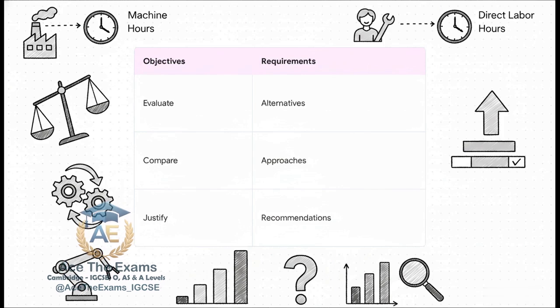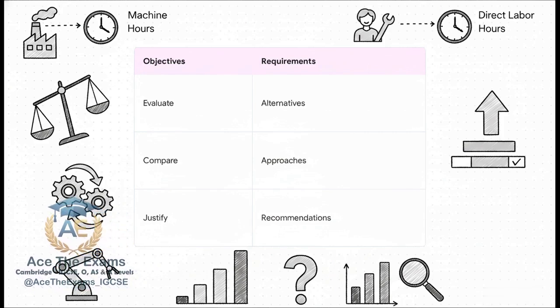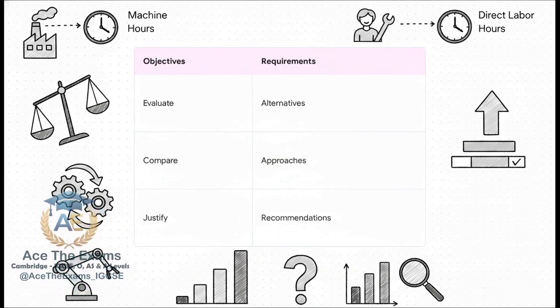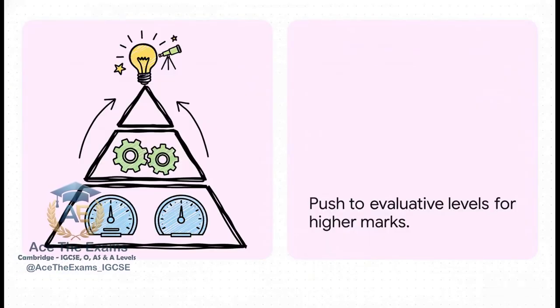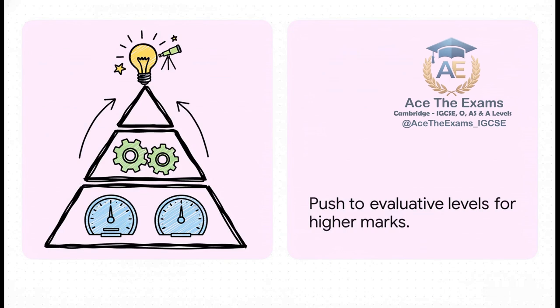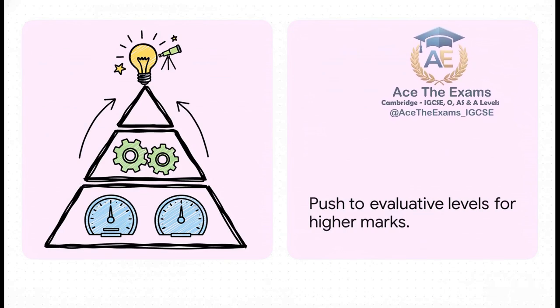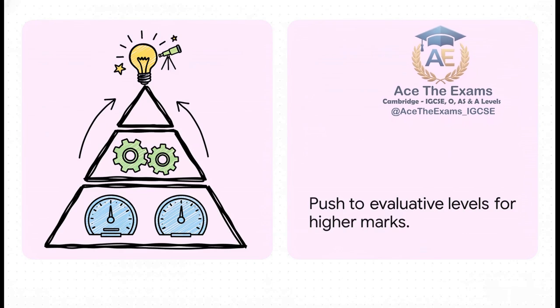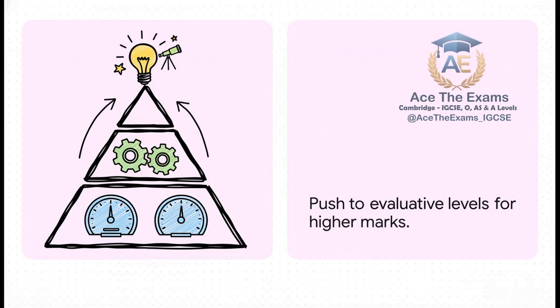What are the clear benefits of machine hours in a highly automated factory? What are the glaring drawbacks? Your final recommendation has to be justified by the hard evidence you've already calculated and extracted from the scenario. Notice how this logically builds. You must move way beyond a basic descriptive level and actively push your answers into the analytical and evaluative frameworks to secure maximum marks. Descriptive answers just tell the examiner what happened. Like, overheads were overabsorbed by $5,000. Frankly, that's just basic telemetry.